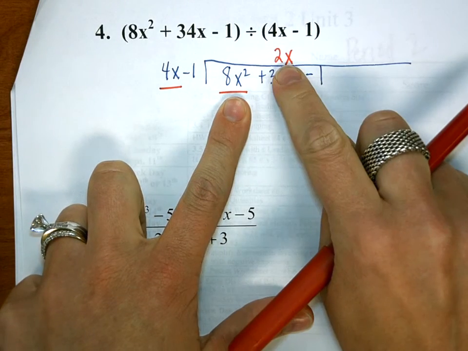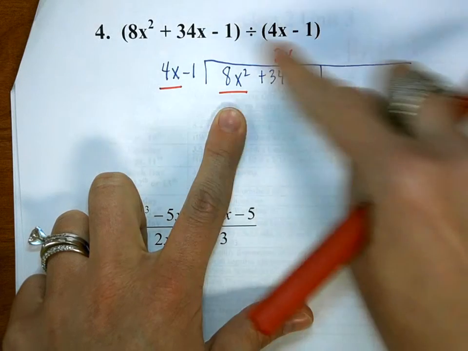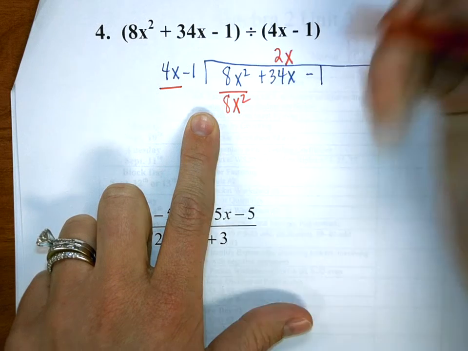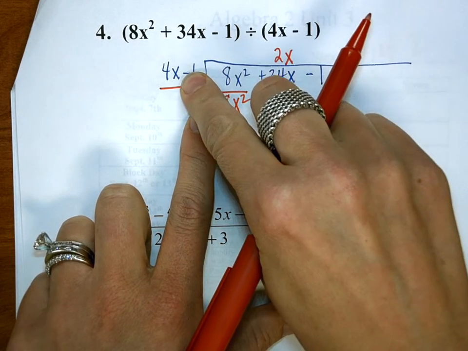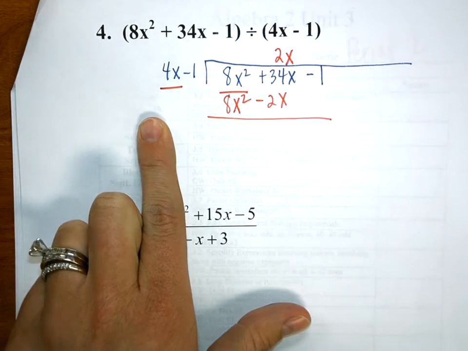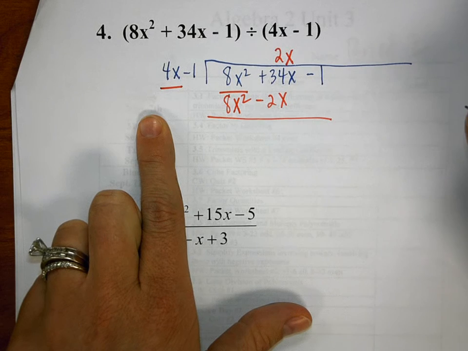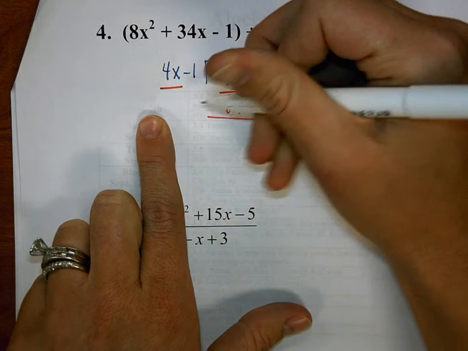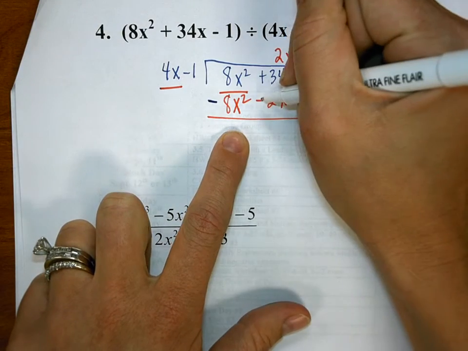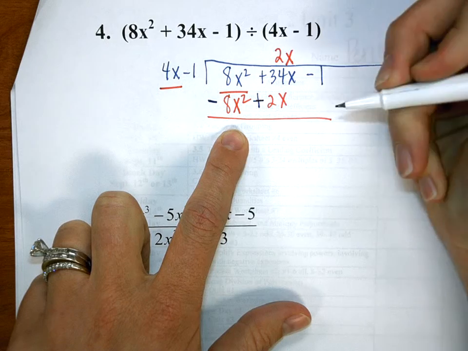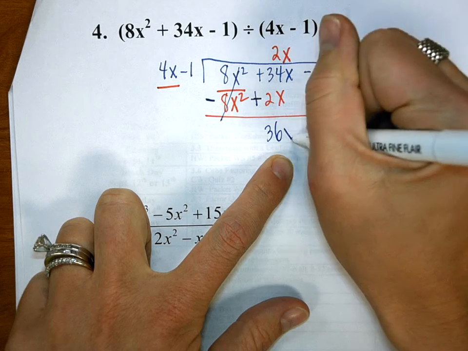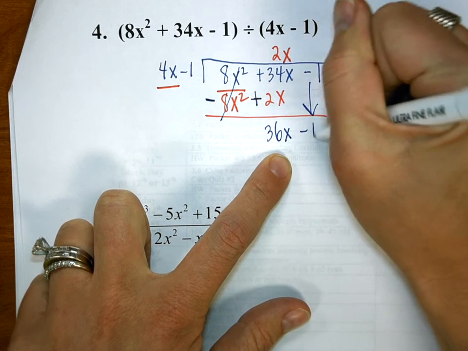We have to take this 2x and multiply to each term. 2x times 4x is 8x squared. 2x times negative 1 is negative 2x. Okay, now what do I do? Alistair, pay attention. Okay, now what? Change signs. That's negative. This is a positive. These cancel. We add down and I get 36x, and I bring down my negative 1.